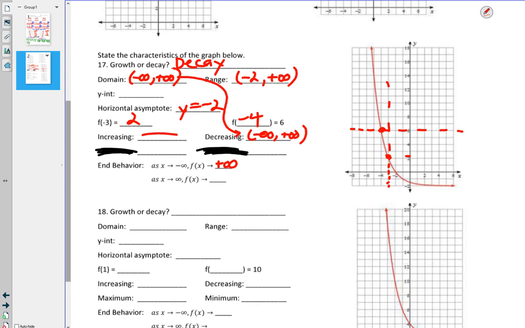Yeah, it's going to the asymptote. It's not going down to -infinity. It's going to the asymptote. This asymptote was at -2. So all you have to put is -2.